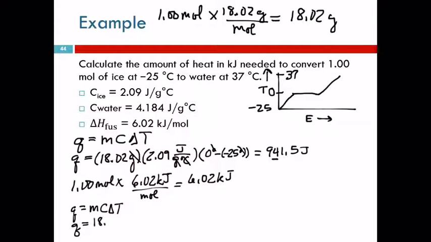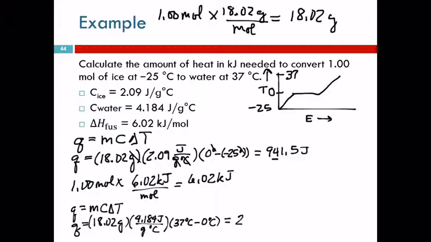Well, the mass of the water is the same as it was before, 18.02 grams. But now we're going to use the specific heat capacity of water, which is different than that of ice. 4.184 joules per gram degrees Celsius. And then delta T, final minus initial. The final temperature is up here, 37 degrees Celsius, minus the initial temperature, which was 0. So I've got 18.02 times 4.184 times 37.